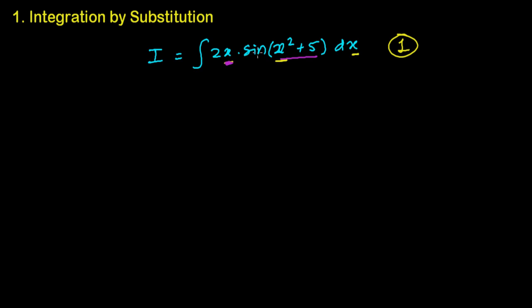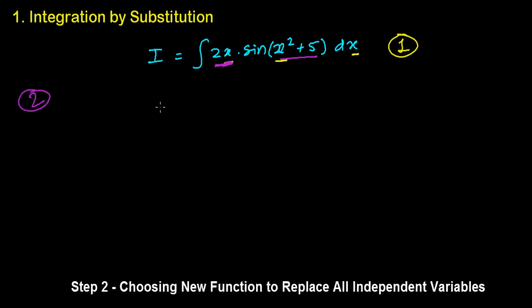Here now two things come. We have two expressions, one is 2x, another is sine of x squared plus 5. So which one should be replaced? Either x squared plus 5 or 2x. I will tell you in later videos the tricks, the methods, the tips to select which one to be substituted. That I will discuss later. But that's your second step: choosing what needs to be replaced.